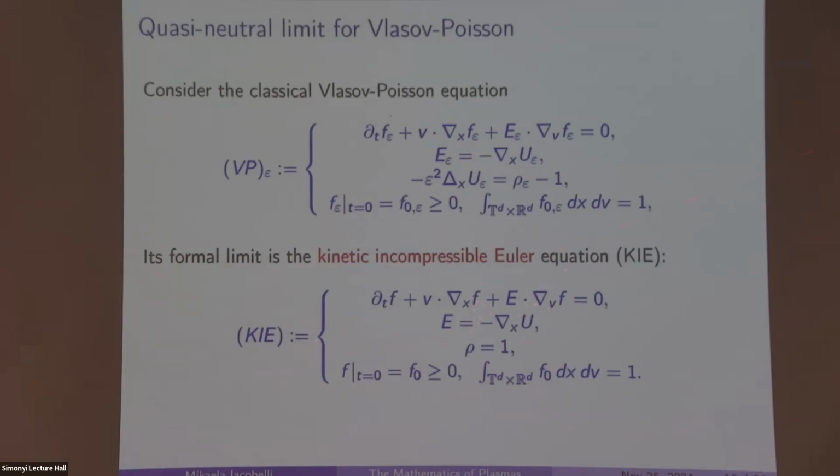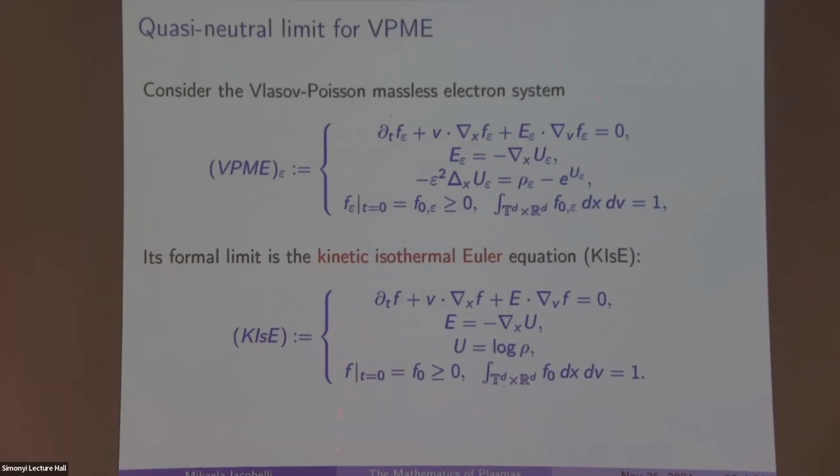I'll tell you now why this is called kinetic incompressible Euler. The idea is that since we are killing the Laplacian, which is a regularizing operator, the limiting system is less regular. And this electric field now is just a Lagrange multiplier that will enforce this constraint to hold true for all time. It is linked to rho, but more like a pressure in the Euler. This instead will be the kinetic isothermal Euler system.